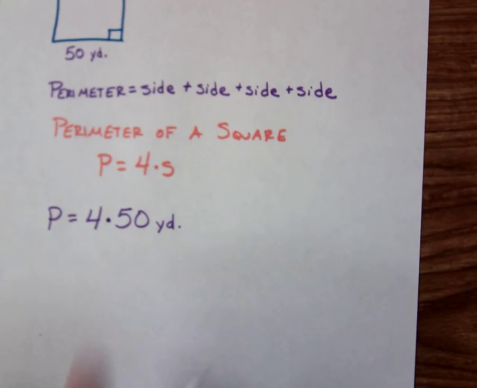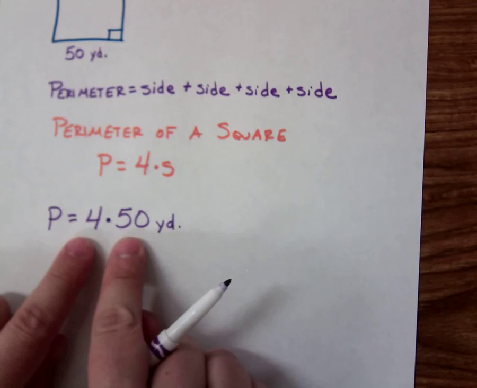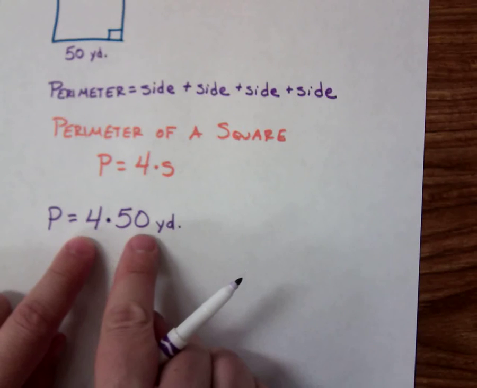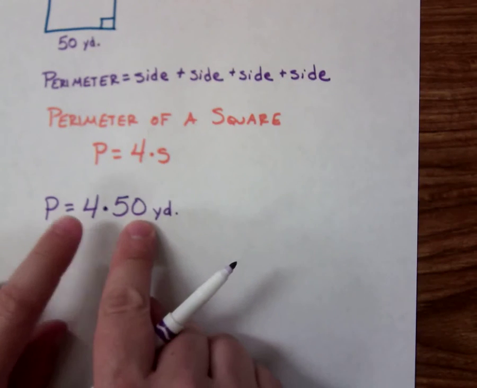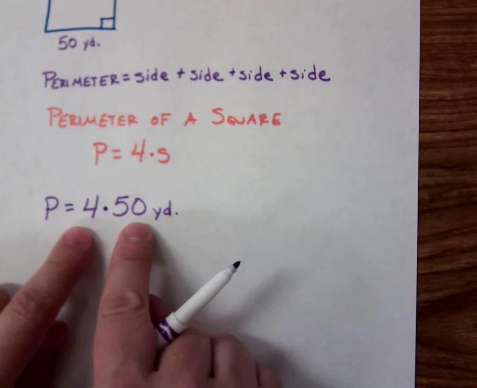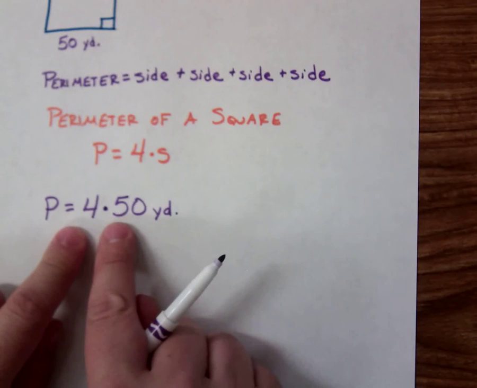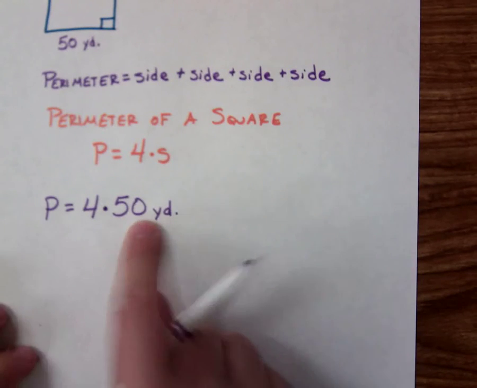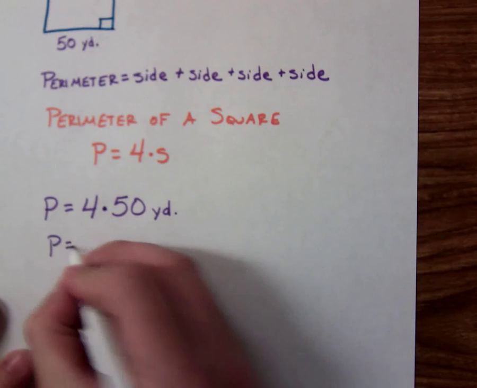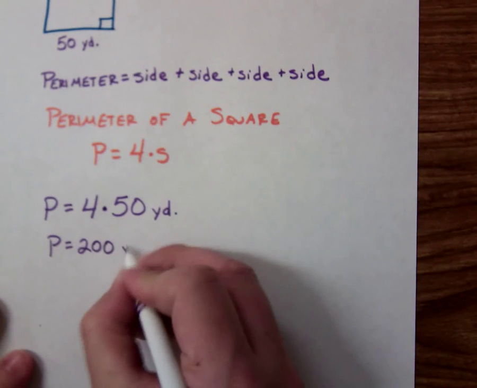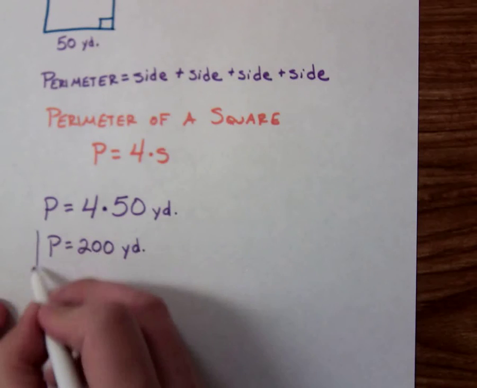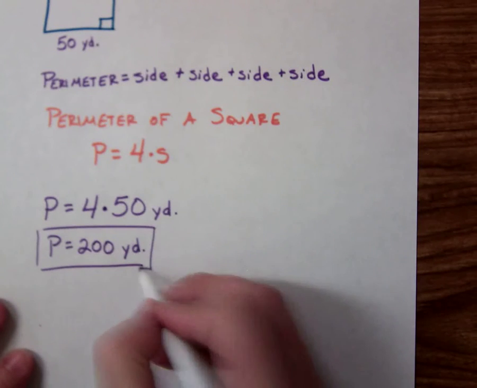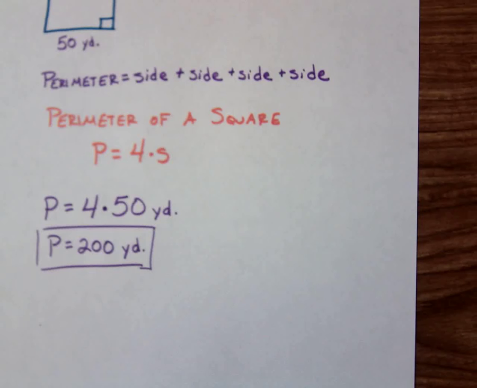Well, let's do 4 times 50. 4 times 50 is the same thing as 4 times 5 times 10. You can think of this as do 4 times 5 and then stick a 0 on the end. So 4 times 5 is 20, times 10 is 200. So I would expect the perimeter to be 200 yards. Good. Man, that doesn't seem bad at all.